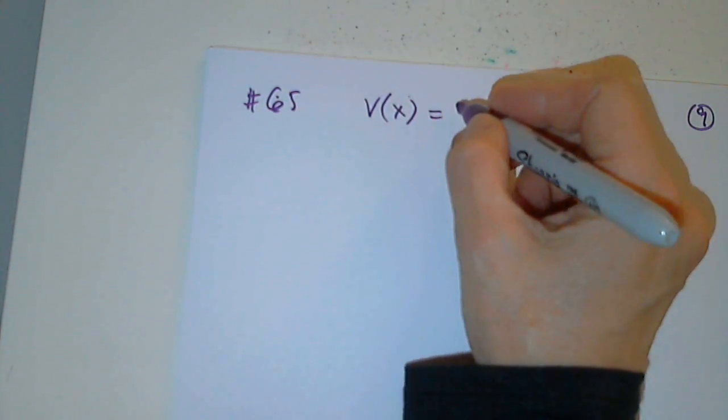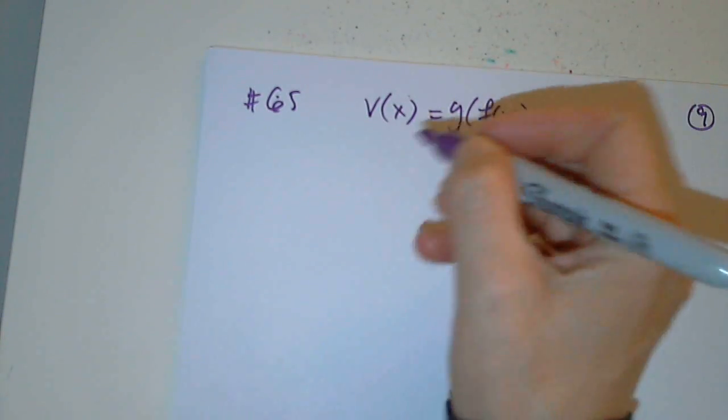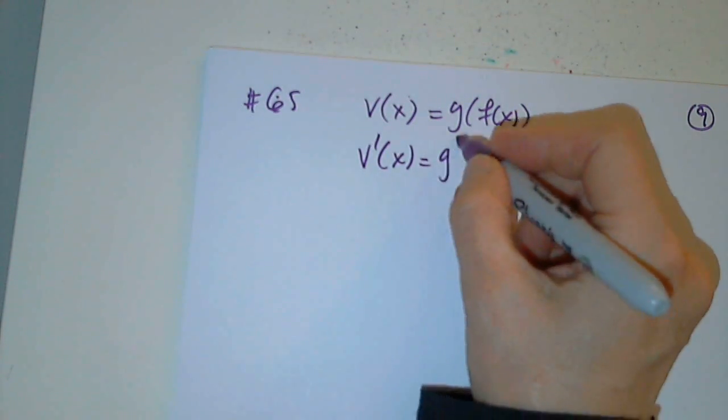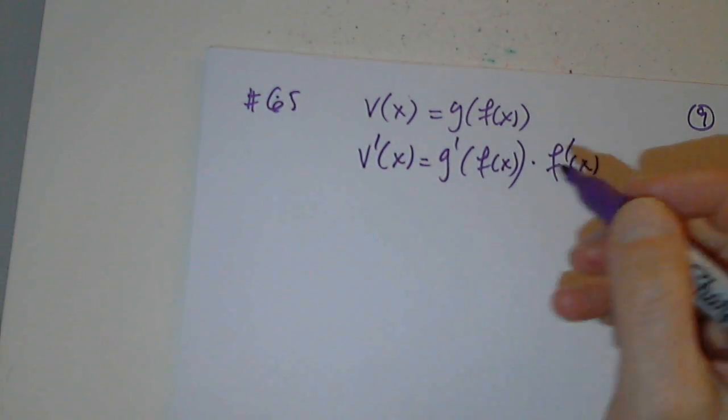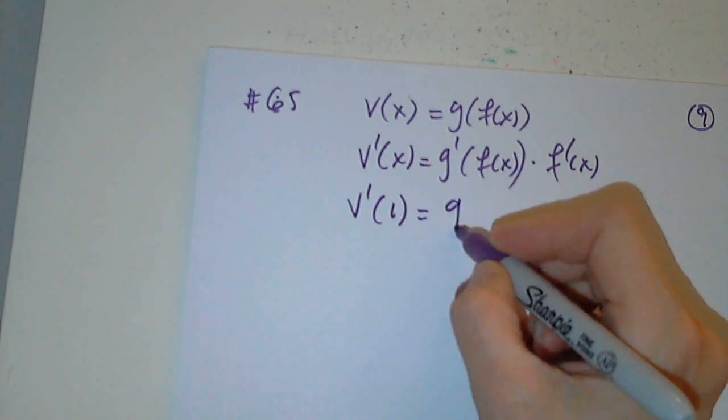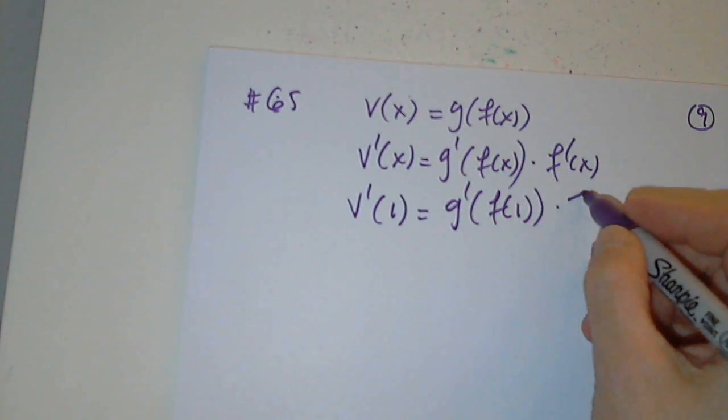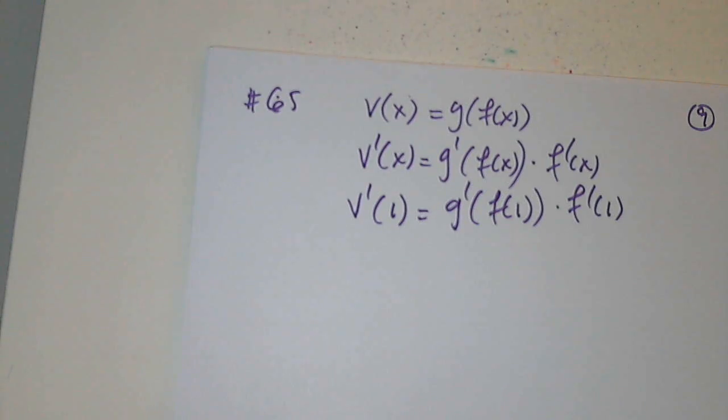So V of x is G of f of x. So V prime indeed is G prime of f of x times f prime of x. And they want V prime of 1, which is G prime of f of 1 times f prime of 1. But now we have to determine first f of 1. And I need my pencil. So we want f prime of 1.